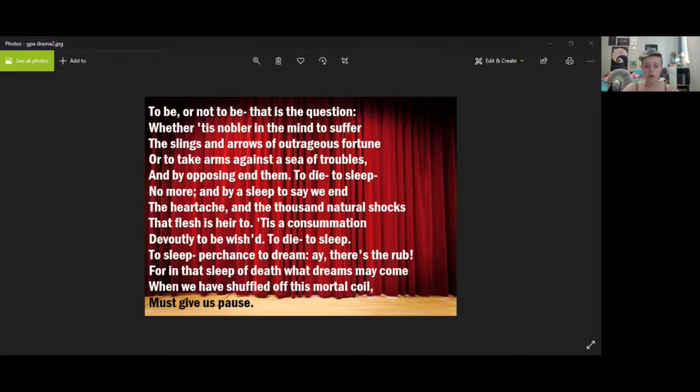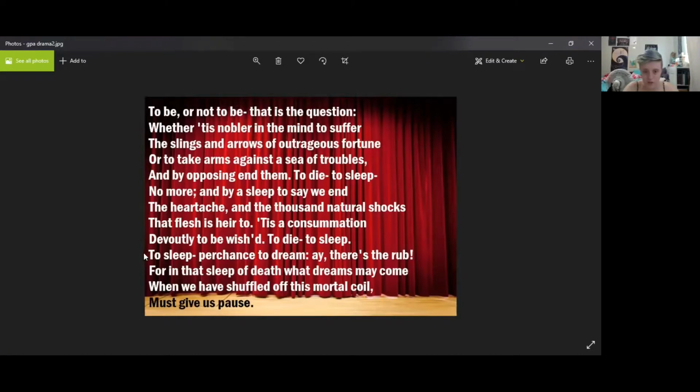So go through and try to find which words highlight the most important aspects of the meaning here. So we're going to see suffering, we're going to see end them, to die, to sleep.